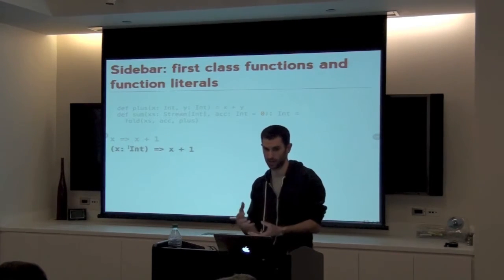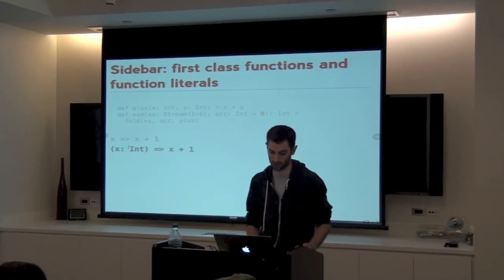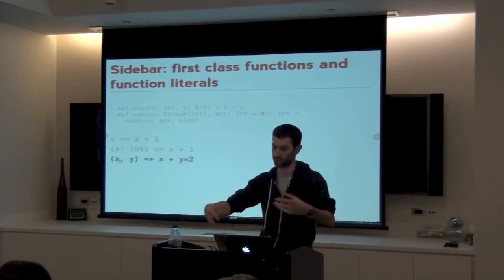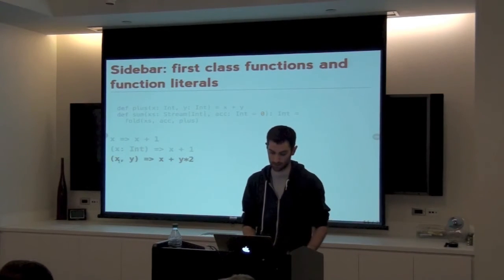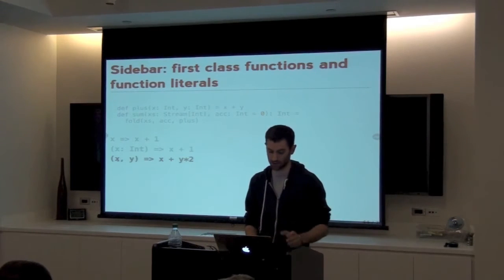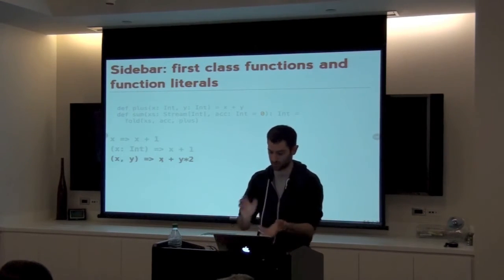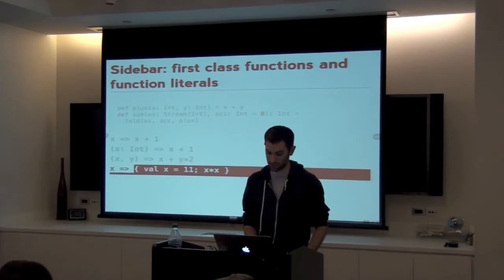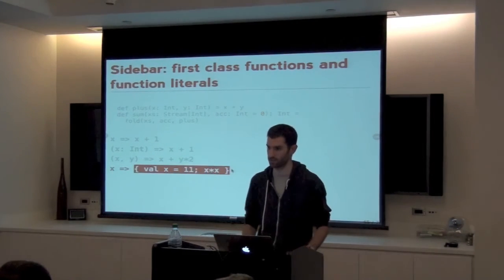You can also annotate the type. If Scala is not able to infer what the type of the parameter is, you can say, OK, x is an int. Here's some other syntax. If I need to take two parameters, an x and a y, and of course, you could call these anything you want, you just comma separate them. You could have a function that's a block, so you could have a whole bunch of statements in there if you wanted.